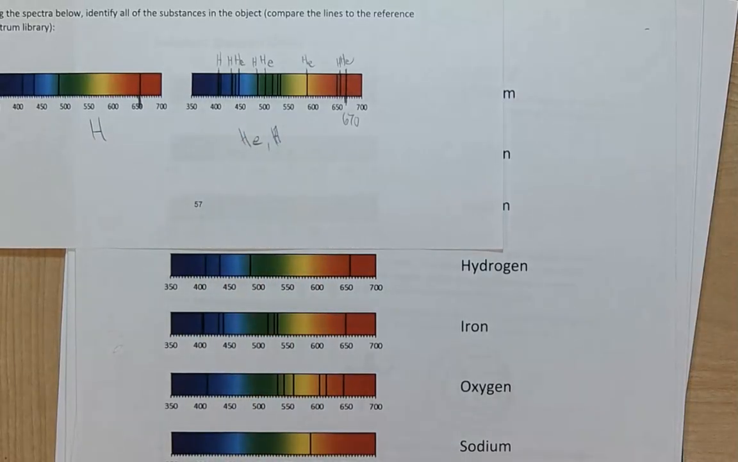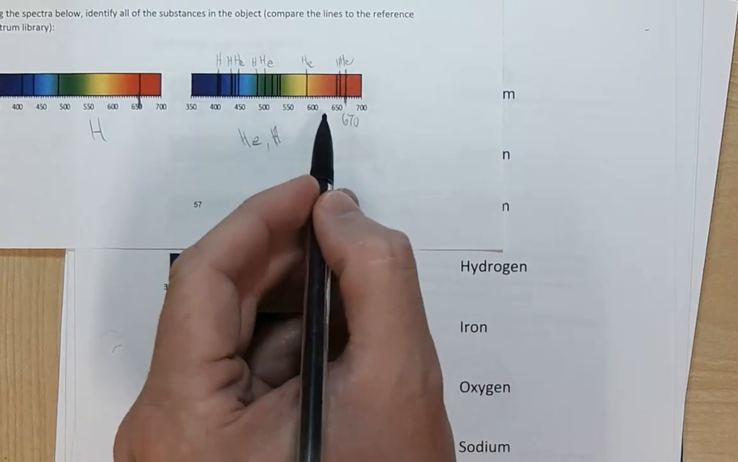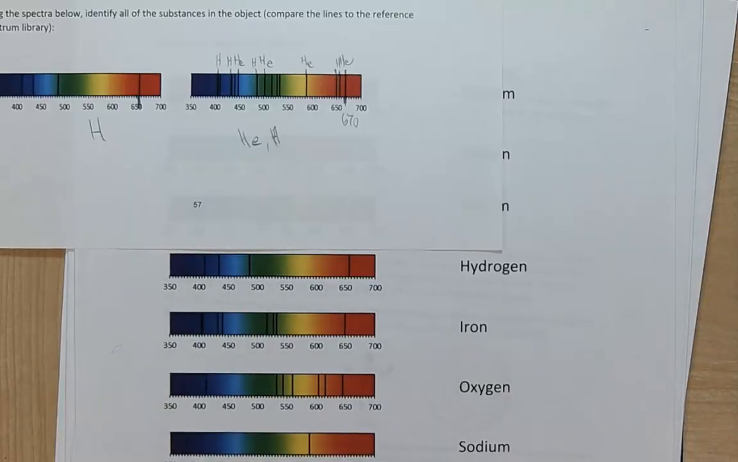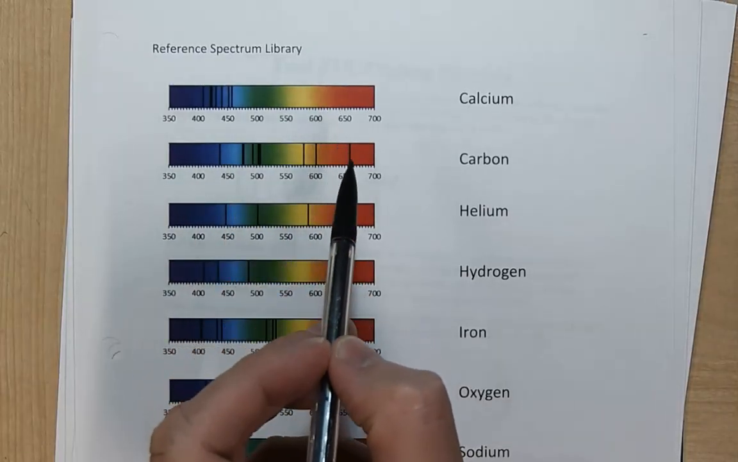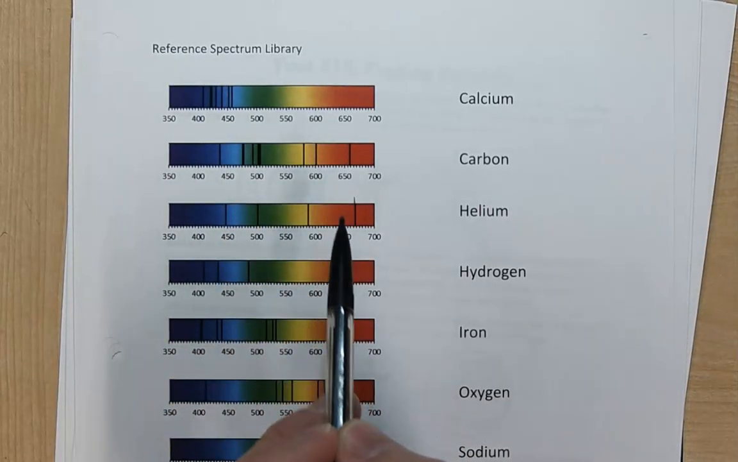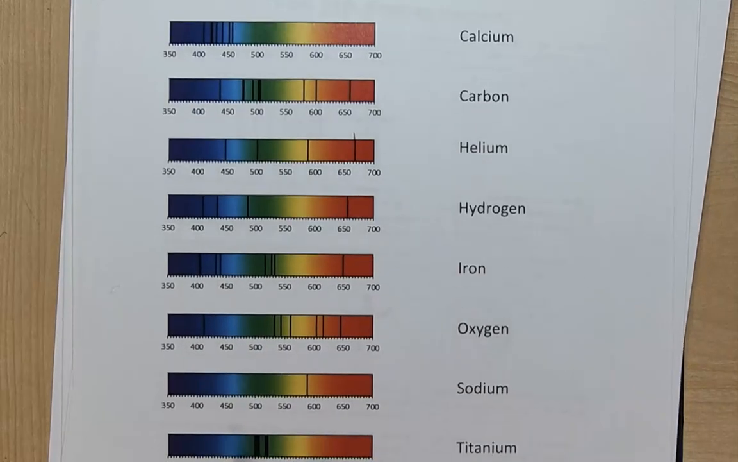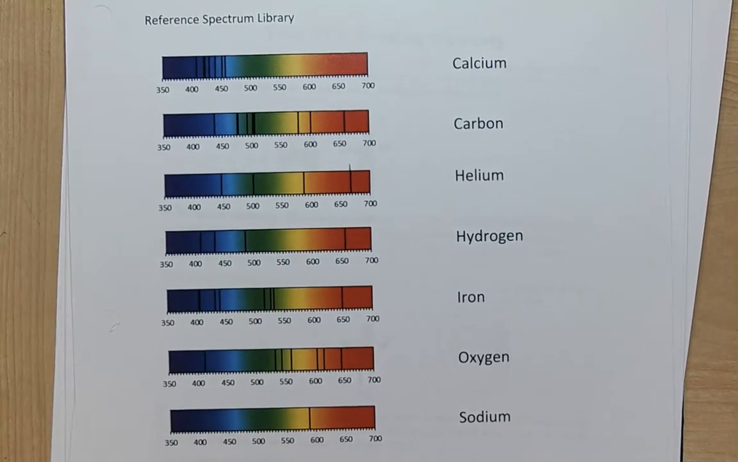Do we have all the lines accounted for? No, not yet. So we must not have all the elements figured out. So let's go back to red and say, all right, how about this line here at 650? What element do we know of that has an absorption line at 650? Nope. That's 650 right there. Okay. That one right there. Anything else? No. Okay, so I think iron's our best bet here.